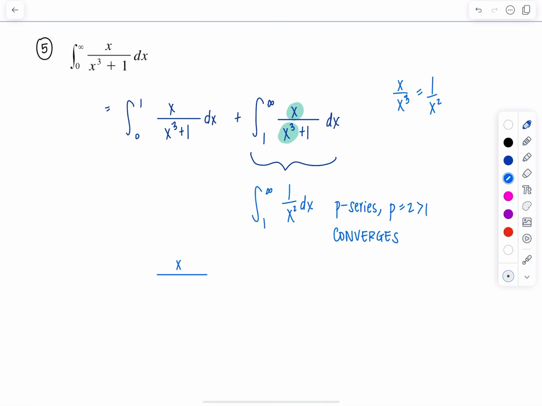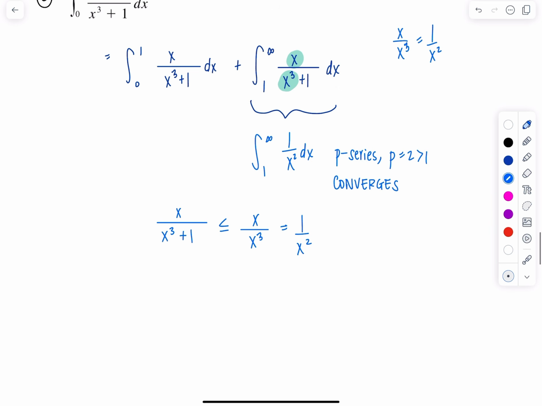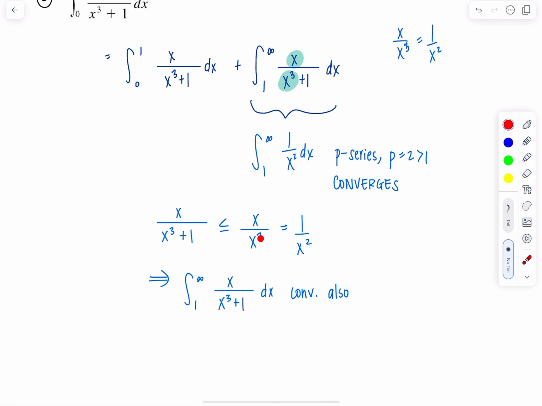Why, yes, you can. X over x cubed plus 1, that's less than or equal to x over x cubed, right? Which is just 1 over x squared. Okay, so that's handled. So that means the integral from 1 to infinity of x over x cubed plus 1 dx converges also. As a note to the especially paranoid student, if this was a minus, we couldn't write that step. But don't worry, whoever wrote these problems is looking out for you.